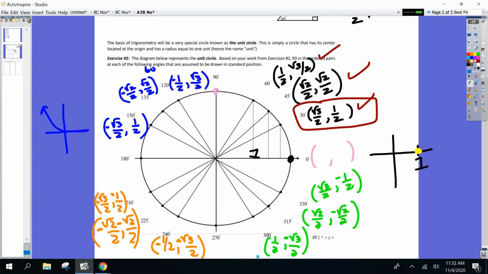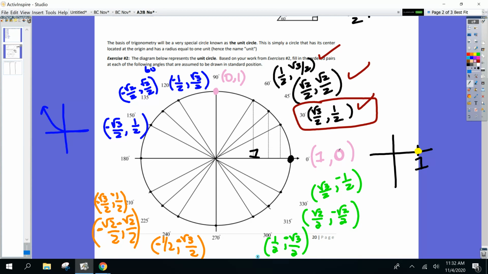Why don't we just, okay, let's do 90 now. That would be 0, 1. Yes, that's 0, up 1. What about this one then? 1, 0. Yep, out to 1, 0. All right, now you're picking it up.